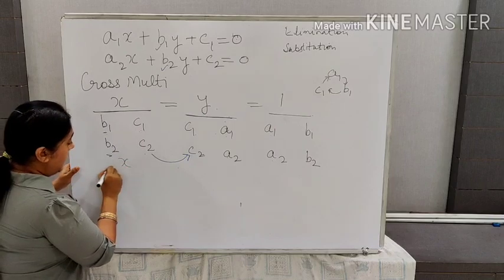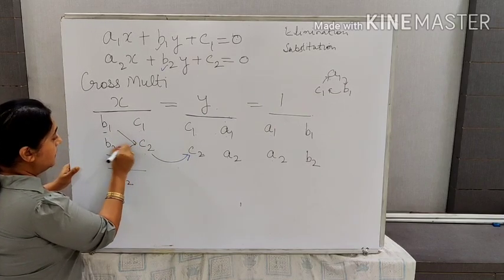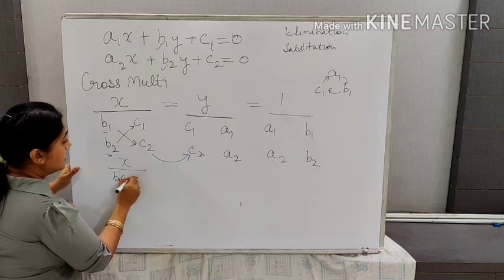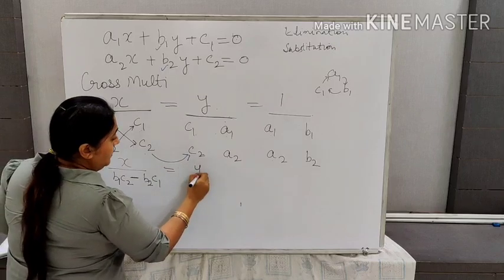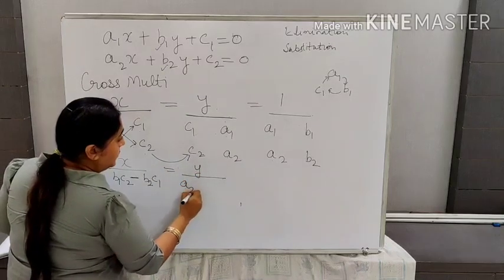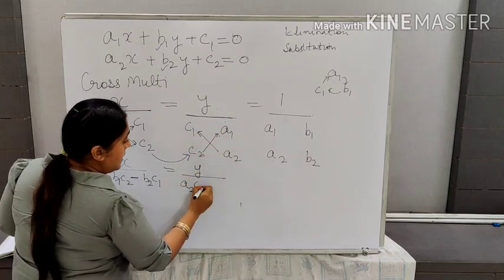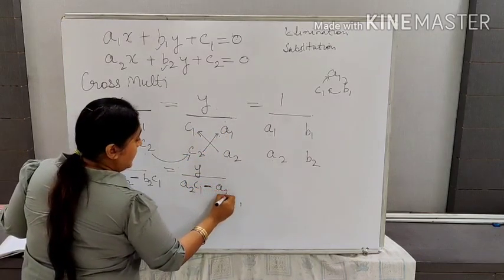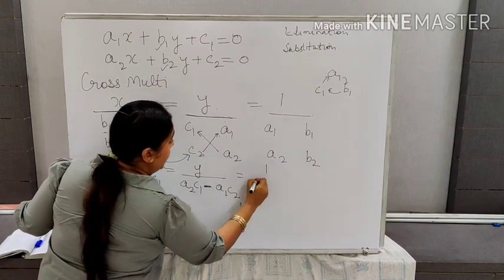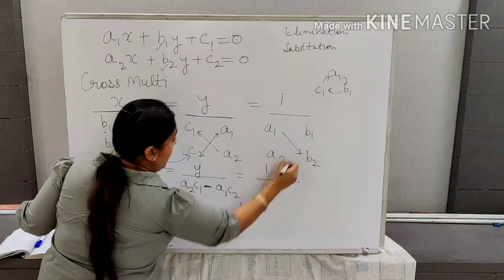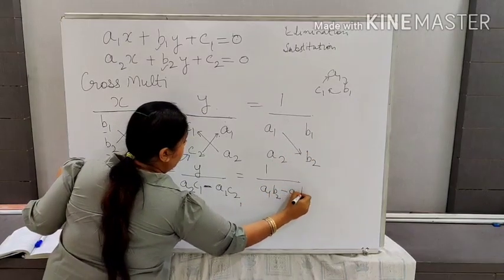Then what will you get? x upon, please take it out, B1 C2. This is being multiplied and this also. Minus in the formula, then it is B2 C1. This is equal to y upon A2 C1. This multiplied with this and this with this. Minus in the formula, then A1 C2. Similarly, when I am writing 1 here, I will write A1 B2 minus A2 B1.